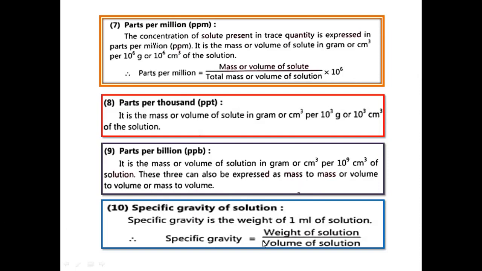There is another concept, that is the specific gravity of a solution. What is the specific gravity of a solution? The specific gravity is the weight of 1 ml of solution. We can define the specific gravity by a formula: specific gravity is equal to the weight of solution divided by the volume of solution.